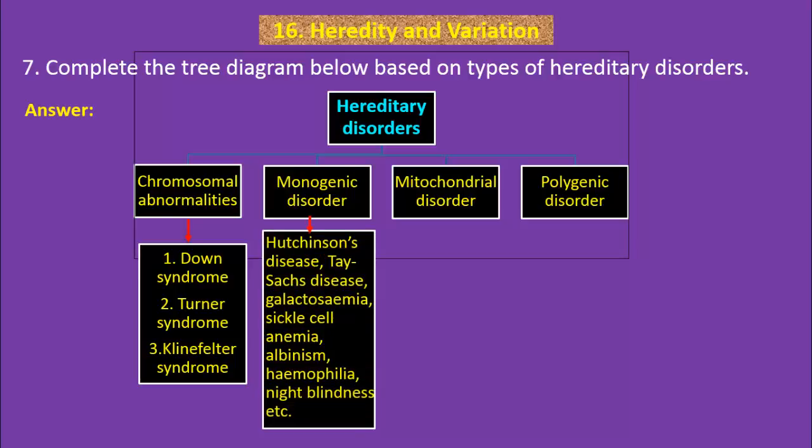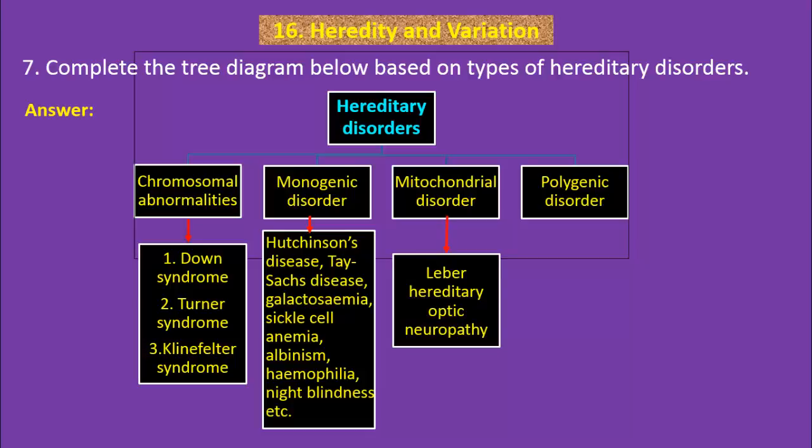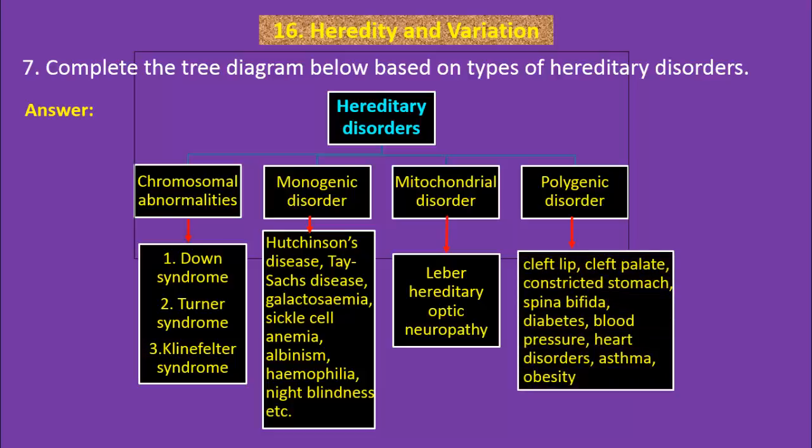In monogenic disorder: Hutchinson's disease, Tay-Sachs disease, galactosemia, sickle cell anemia, albinism, hemophilia, night blindness, etc. In mitochondrial disorder, Leber hereditary optic neuropathy. In polygenic disorder, cleft lip, cleft palate, constricted stomach, spina bifida, diabetes, blood pressure, heart disorder, asthma, obesity.